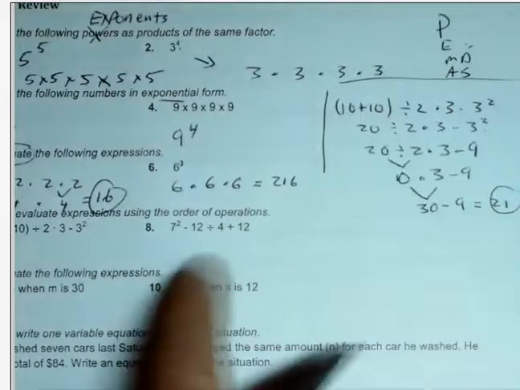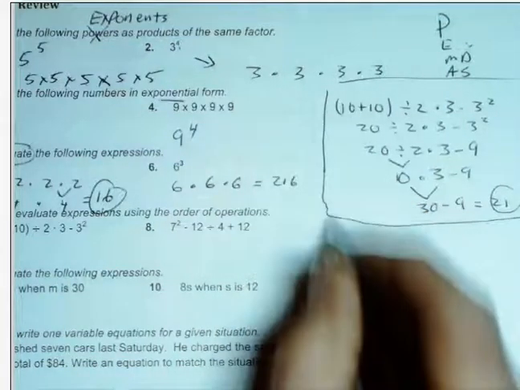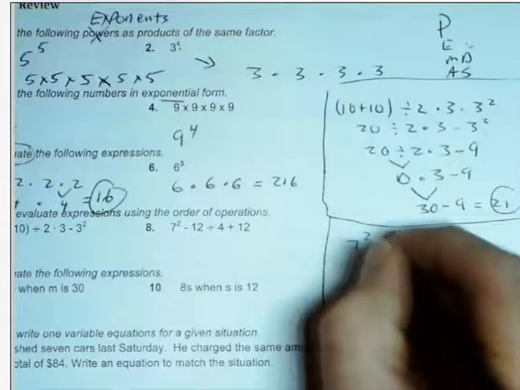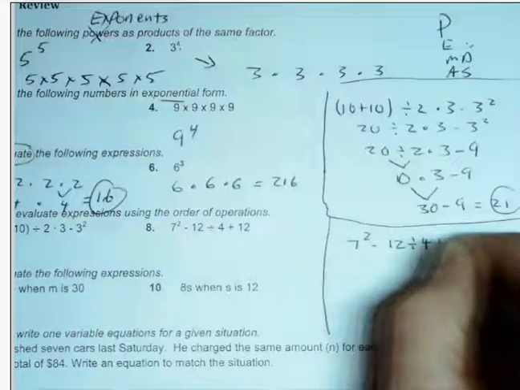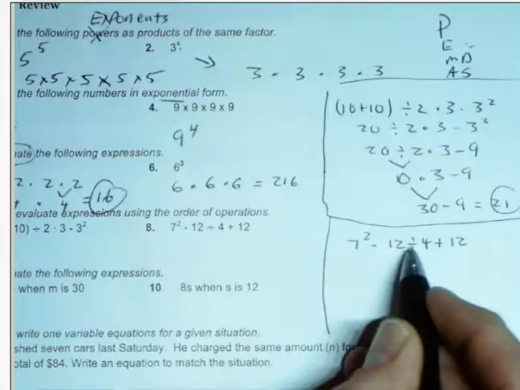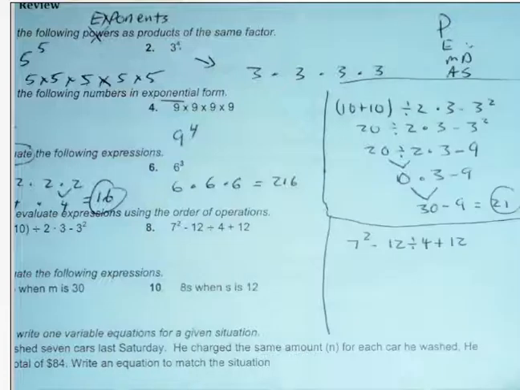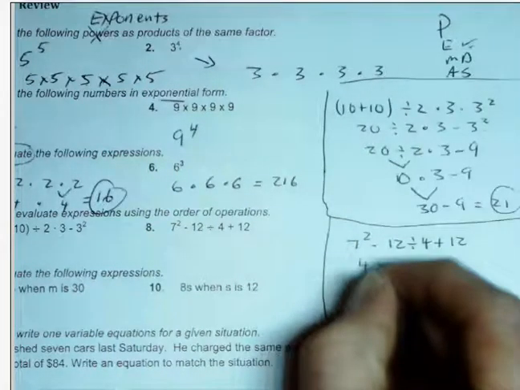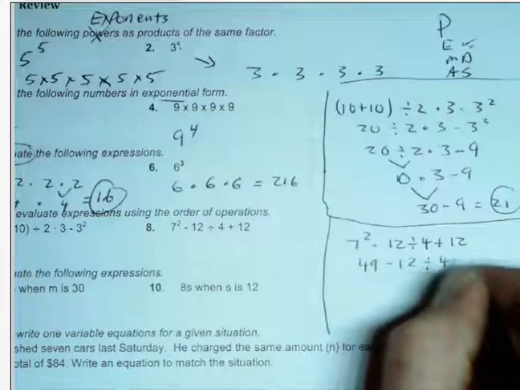All right, now we're going to do the same thing with this one here. Let's carve out a little bit more space and make a nice little area right here. So now we've got 7 squared minus 12 divided by 4 plus 12. Let me just make sure I have the problem right. There are no parentheses, but we do have an exponent right here, so I start with my exponent. That's 49, 7 times 7, minus 12, divided by 4, plus 12.